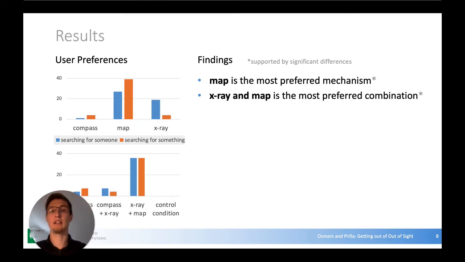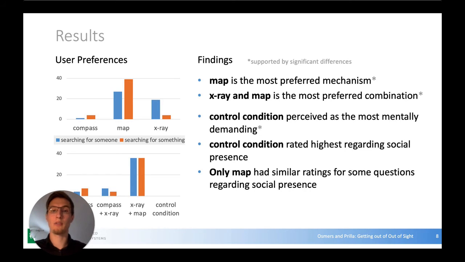Now looking at the results, we can have a look at the user preference, where we can see that map was the most preferred mechanism of all, and regarding combinations, the combination of X-ray and map was also the most preferred combination. Those 2 findings are also supported by significant differences regarding utility and usability. The control condition wasn't picked at all. However, it was perceived as the most mentally demanding one and got the highest rating of social presence. The map mechanism was the only one reaching similar levels regarding social presence.